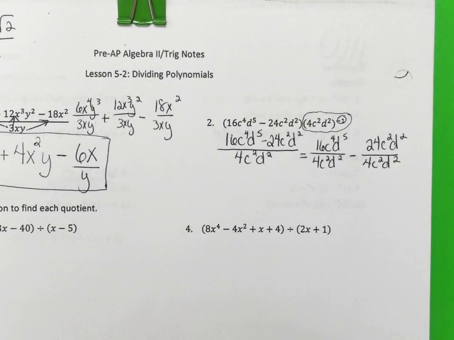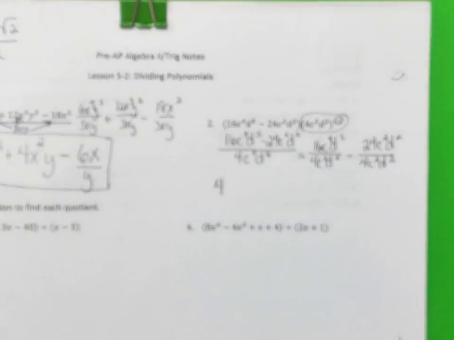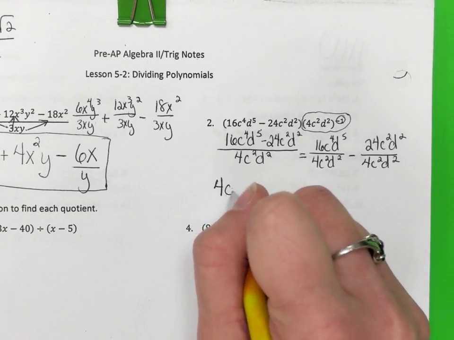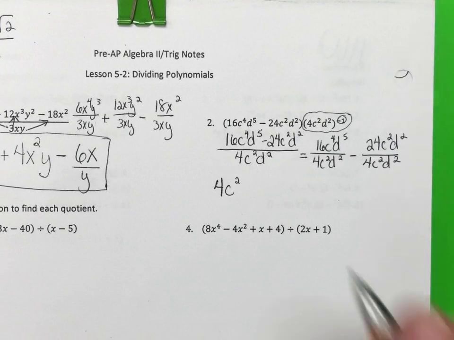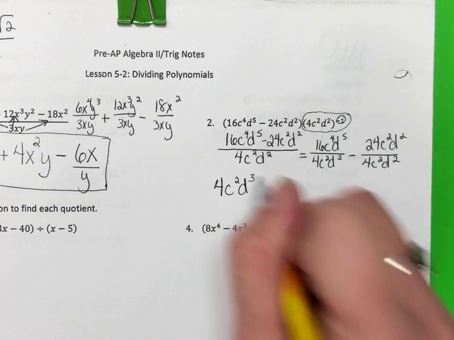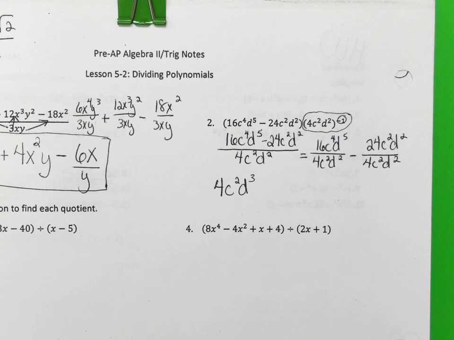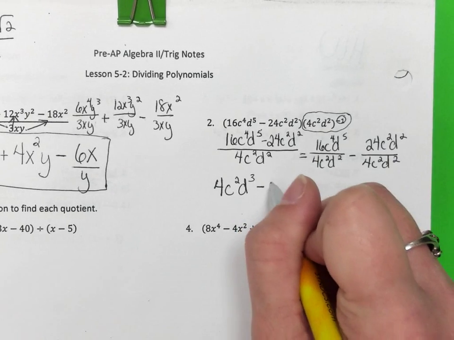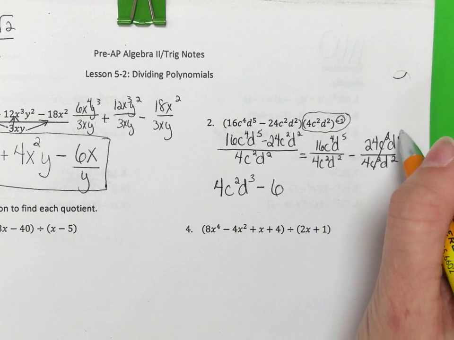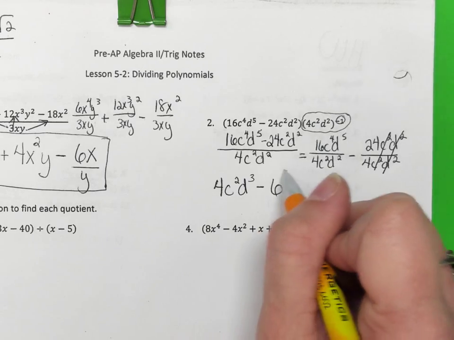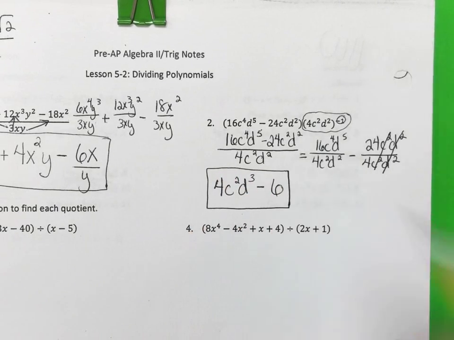Are y'all okay? Alrighty. What's 16 divided by 4? 4. And then c to the 4th divided by c squared is c squared. There you go. And d to the 5th divided by d squared? D cubed. Very good. All right, what's 24 divided by 4? All right, bring that negative down. It's negative 6. The c squares cancel out. The d squares cancel out. And I'm done. Y'all okay?